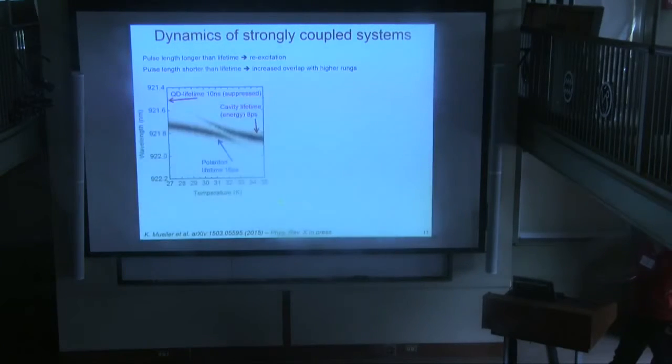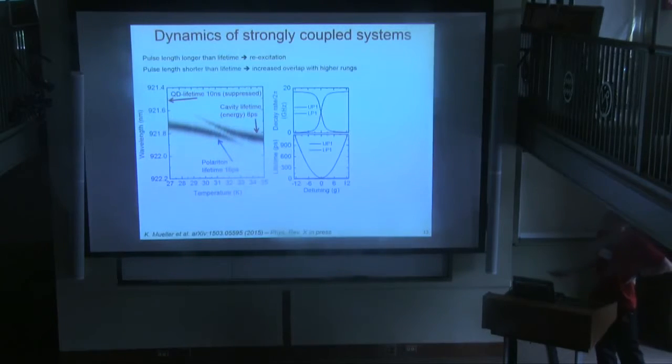So if we look at the relevant time scales, the lifetime of a quantum dot that's far away from the cavity is about 10 nanoseconds, because in the photonic crystal it's suppressed. And from the quality factor of the cavity, we can extract an energy lifetime of about 8 picoseconds. So in resonance, we have a polariton lifetime of 16 picoseconds. And if we now look at the decay rate simulated from just taking the different rates into account, you see that it increases pretty fast to longer lifetimes, allowing longer laser pulses to be used.